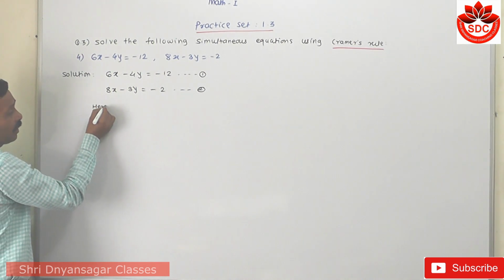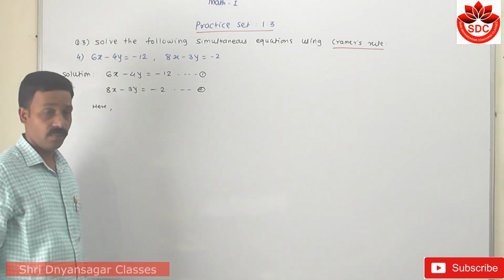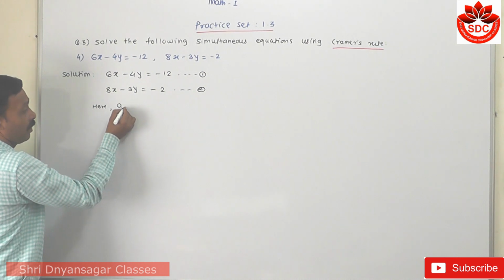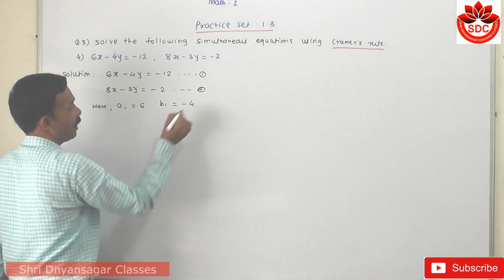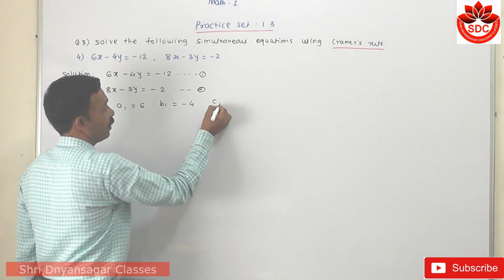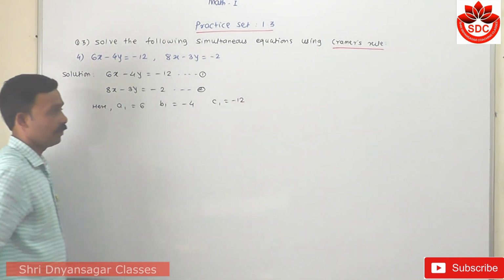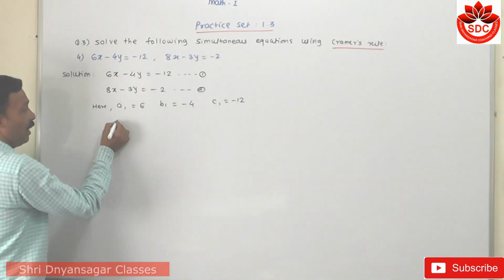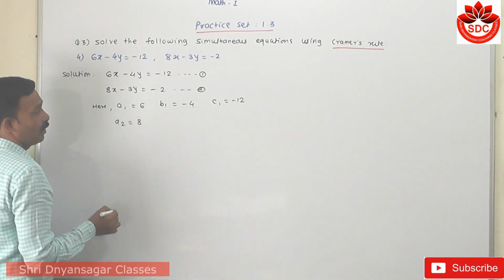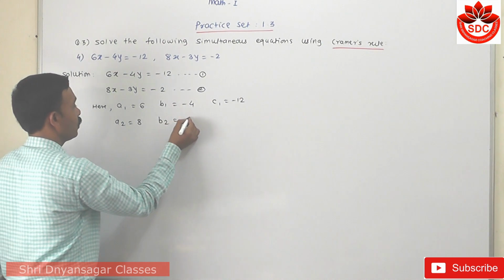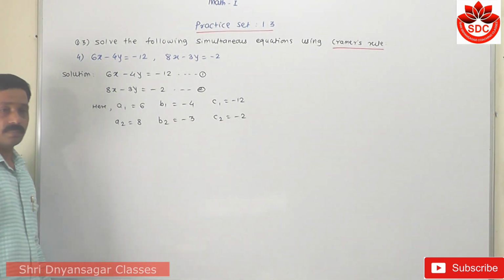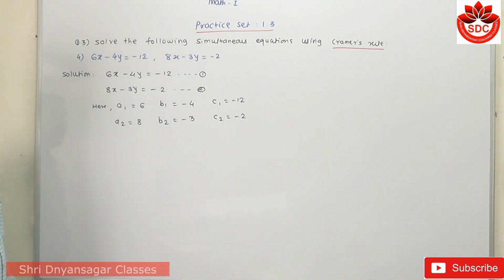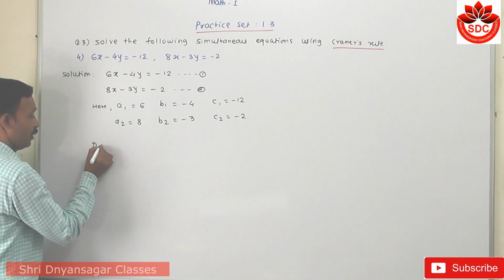here when we compare this with the standard form, we get the value of a1 is equal to 6, b1 is equal to minus 4 and c1 is equal to minus 2. Similarly, the value of a2 is equal to 8, the value of b2 is equal to minus 3 and the value of c2 is equal to minus 2. Can you understand how to compare it? Okay, then we can find out the value of the determinant D.